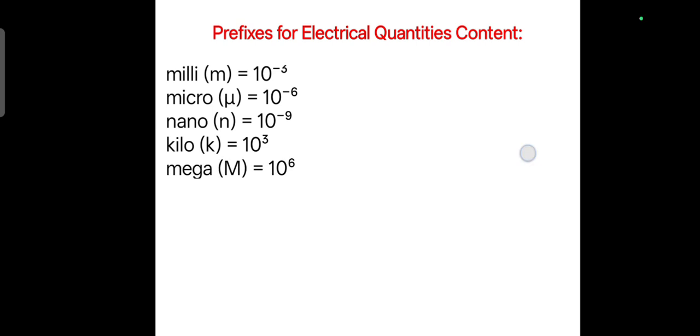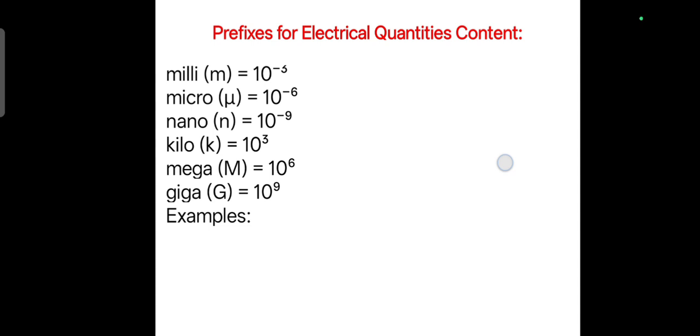Then kilo, denoted by k, having the power 10 raised to power of positive 3. Then mega, denoted by capital M, 10 raised to power of 6. Then giga, denoted by G, having the power 10 raised to power of 9. So these are the prefixes used for the quantities of electrical engineering.